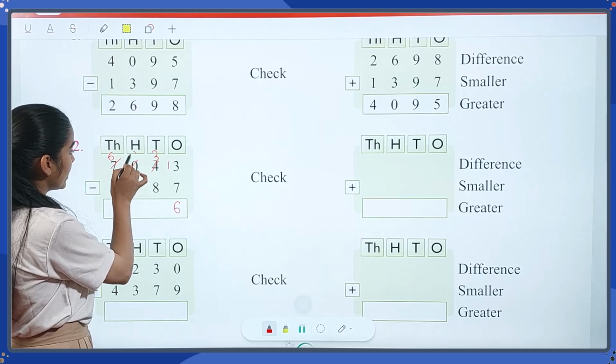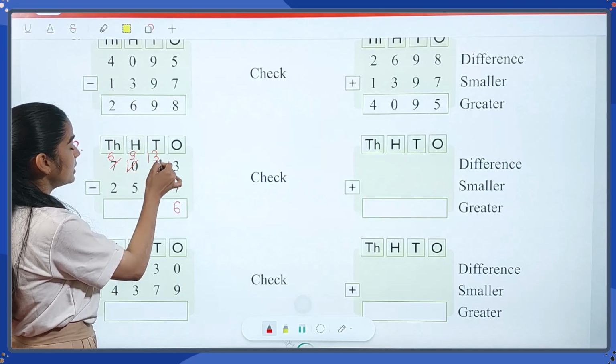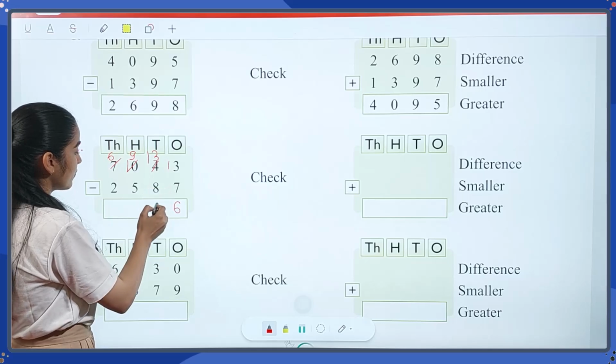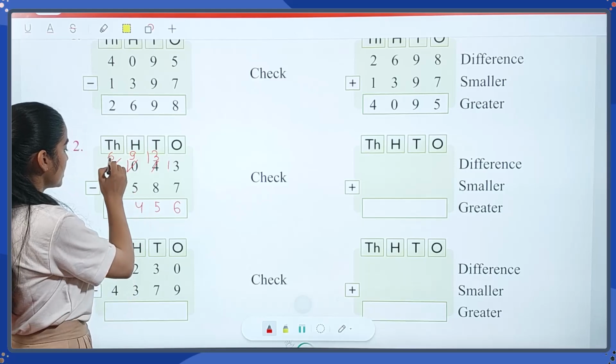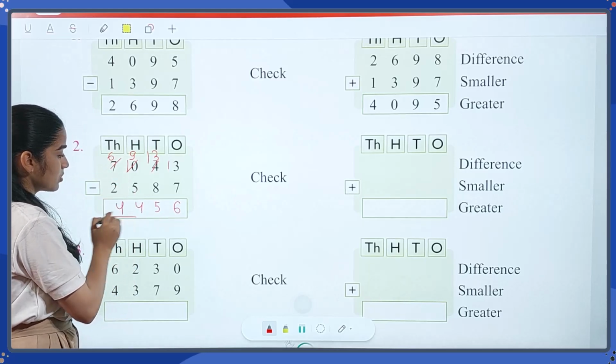When you take a carry, it will convert to 9, then 13. 13 minus 8 is 5. 9 minus 5 is 4. 6 minus 2 is 4. So this is your answer.